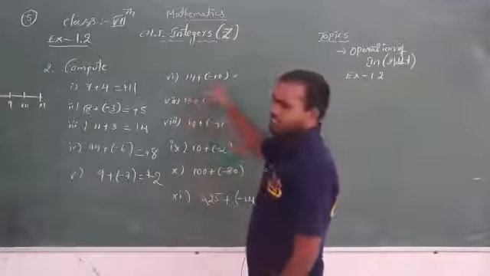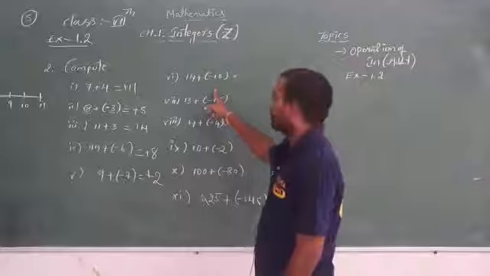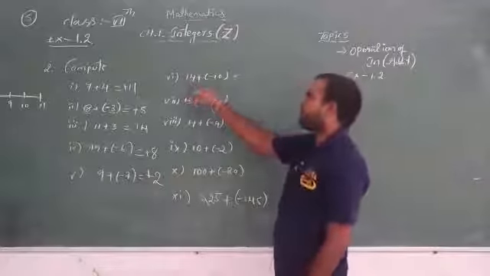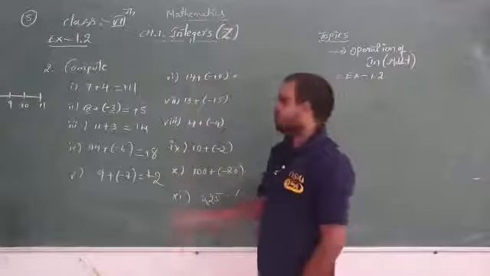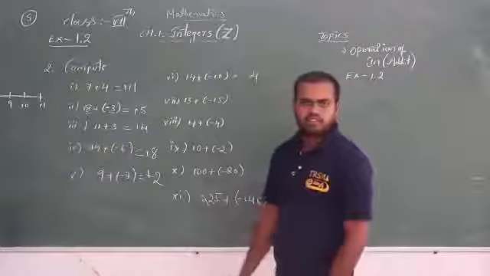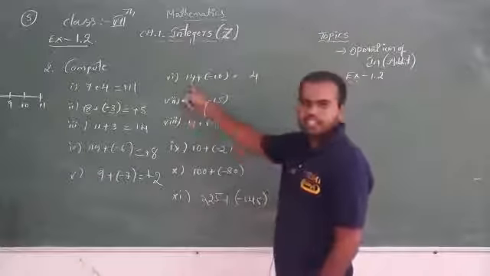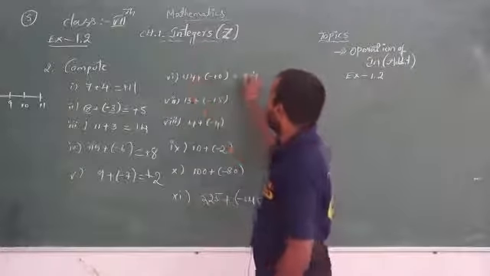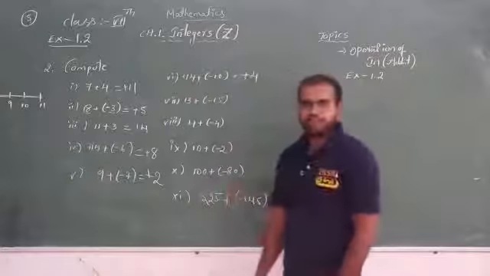So positive integer with the negative integer. So what we have to do now? First you have to subtract the smaller value from the larger value. So 14 minus 10, 4. And 14 is the bigger and it will have a plus sign. So our answer is plus 4.